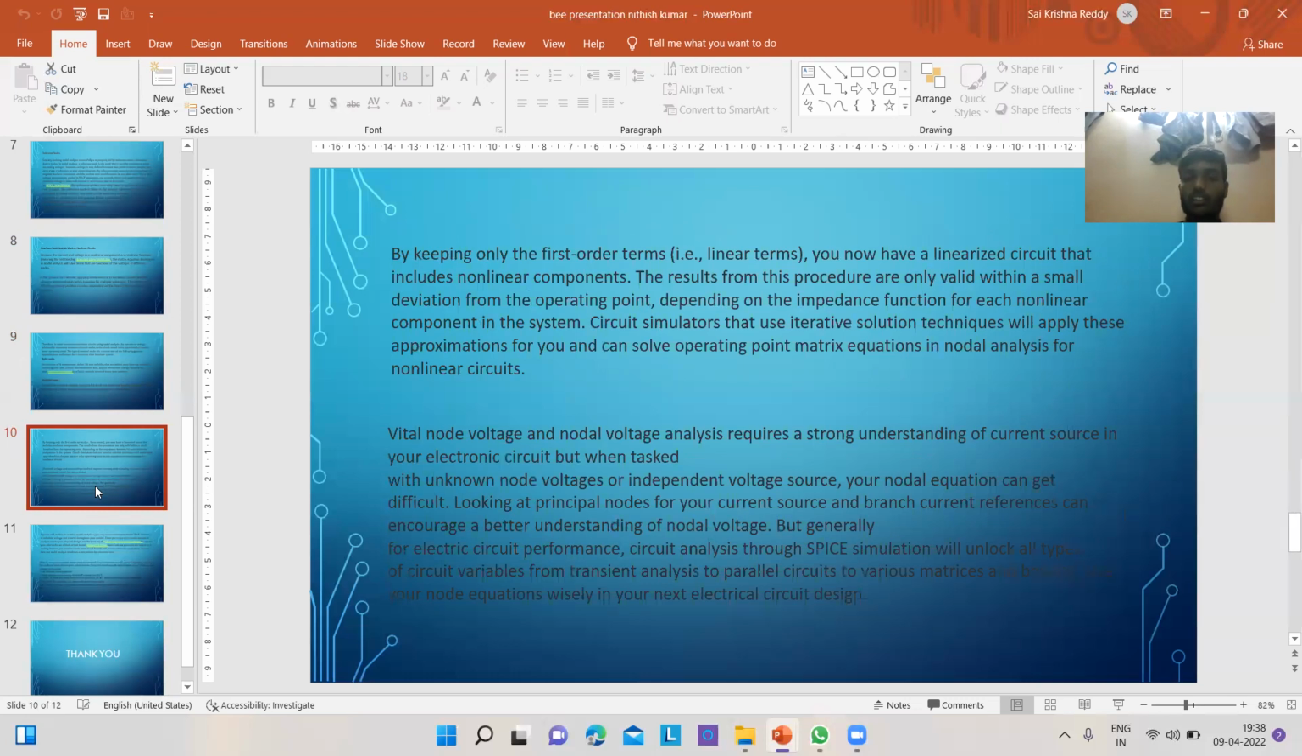Nodal voltage analysis requires a strong understanding of current sources in your electronic circuit, but when tasked with unknown node voltages or independent voltage sources, your nodal equations can get difficult. Looking at principal nodes for your current sources and branch current references can encourage a better understanding of nodal voltage, but generally, for electric circuit performance, circuit analysis through SPICE simulation will unlock all types of circuit variables, from transient analysis to parallel circuits to various matrices and beyond. Use your node equations wisely in your next electrical circuit design.